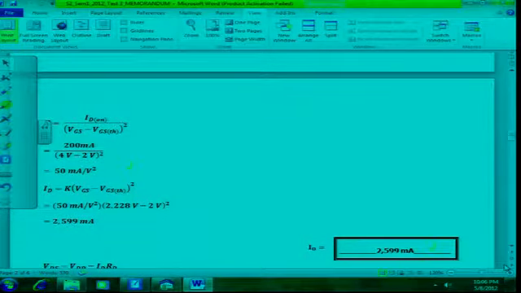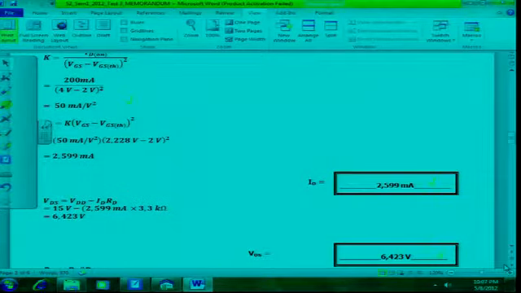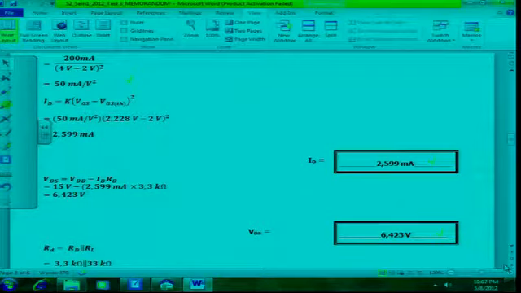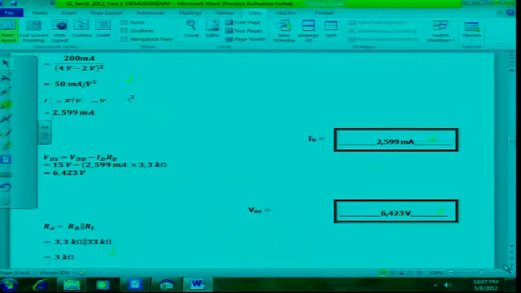Alright, the second one you had to calculate ID, but firstly you have to calculate K, of course, which was 50 milliamps per square volt. If you didn't express it in engineering notation, or you didn't write the unit correct, you didn't get the mark. And of course for the answer ID, 2,599 milliamps, accurate to 3 decimals, you also got the second mark. Alright, then you had to calculate VDS, 6,423 volts for 1 mark.